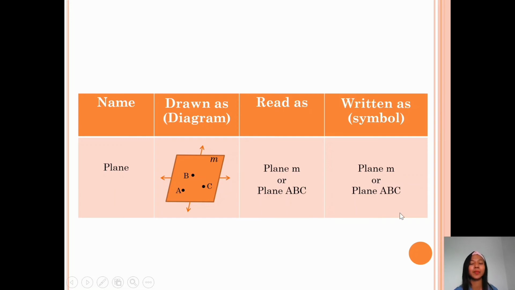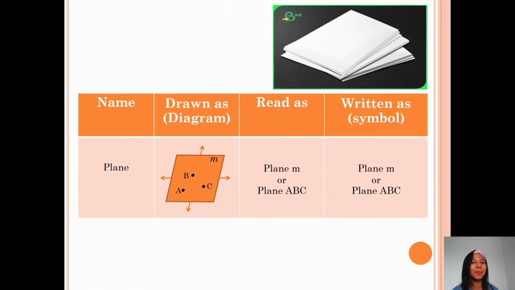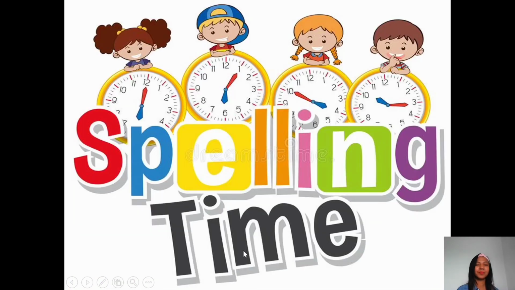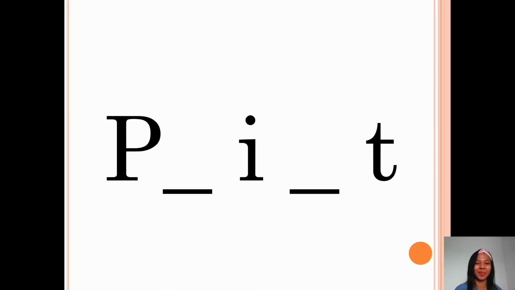This is again a plane. The best example of a plane that you can see, especially in your classroom, is a paper. So this is an example of a plane. It's just like a 2D shape. Next, you can also see an example of a plane, the wall. Okay, next, spelling time.